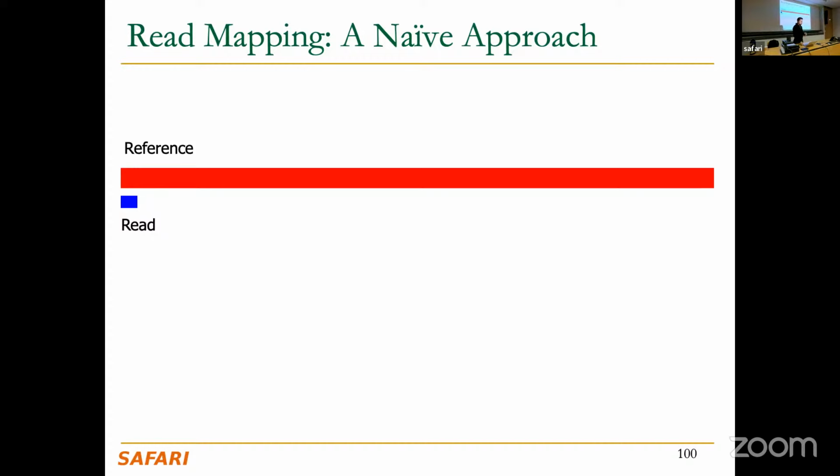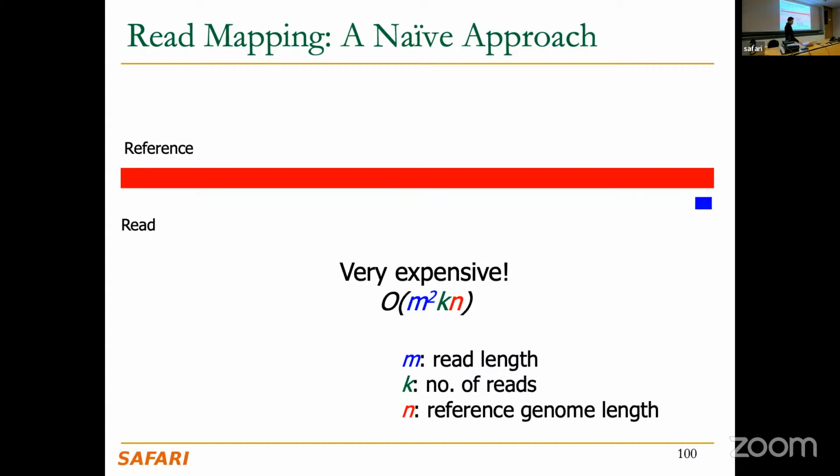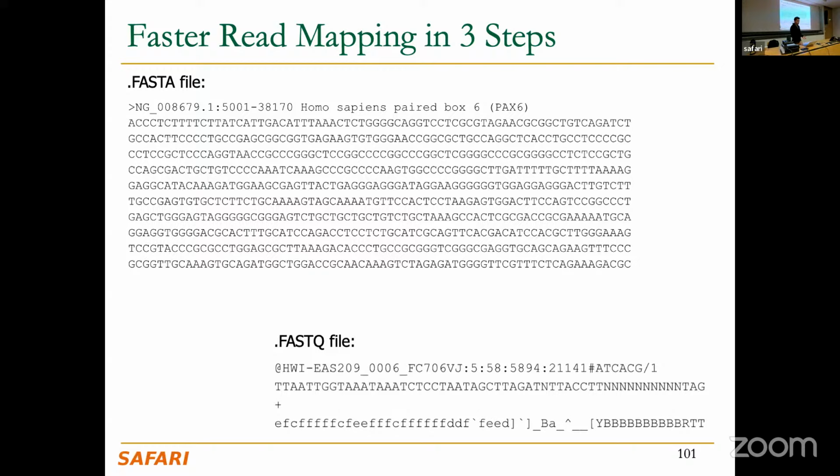So imagine this is your read and this is your reference genome. What you could be doing is, starting from the very beginning of the reference genome, you could be looking at every character of the reference genome up until the end of the read. And then you may be doing this for the entire reference genome, right? So this is basically extremely costly, even like a quadratic time over there. This is basically the complexity of the naive approach. So then I guess the question is, how can we do this faster?